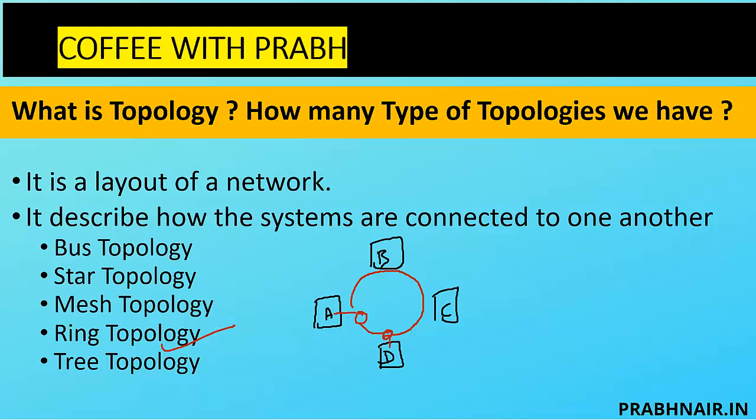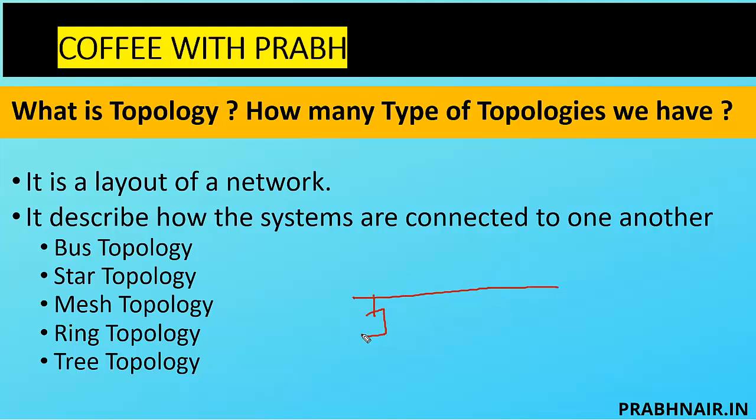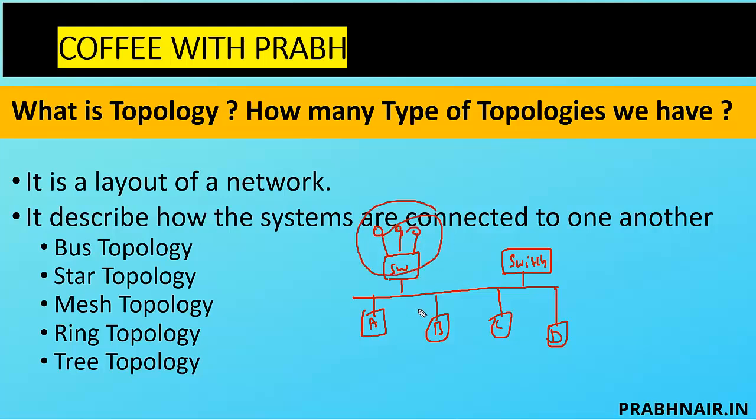And finally, we have a tree topology. In tree topology, it is a combination of bus and star. So we have a cable here, we have a system A, a system B, a system C, and a system D. Here we have a switch, and we have systems which are connected with the switch. So this is my star topology and this is my bus topology. The combination of both is called a tree topology.